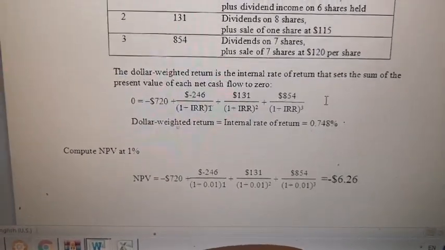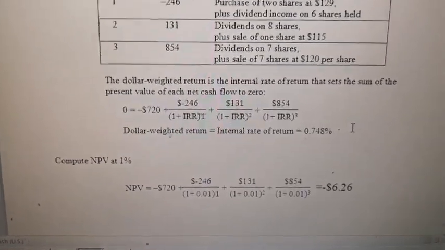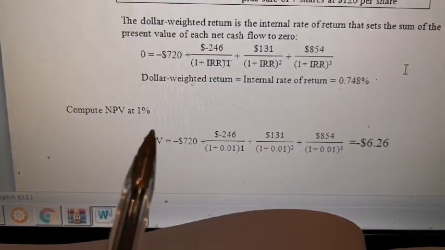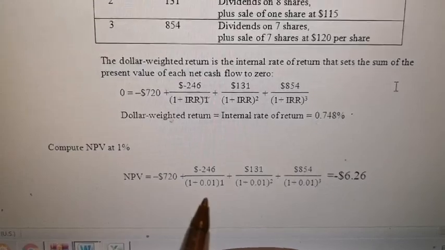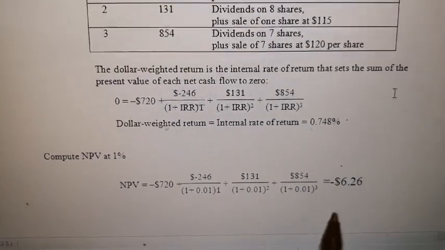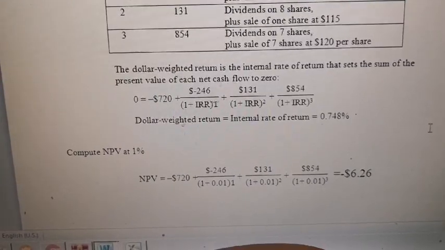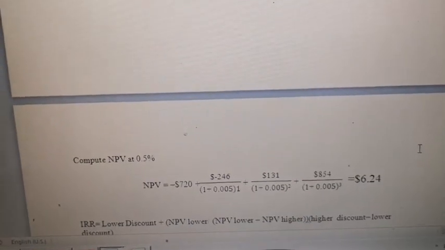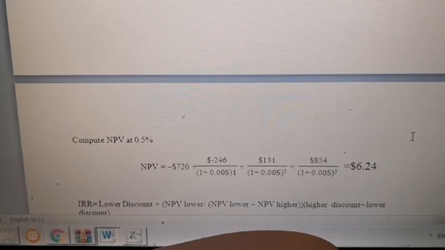Using trial and error, we need to take 2 discount rates, a high discount rate and a low discount rate. Start with net present value at 1%. So instead of IRR, put 1%. The answer is negative. So we need a smaller rate. We'll try 0.5%. So at a discount rate of 0.5%, the answer is positive.